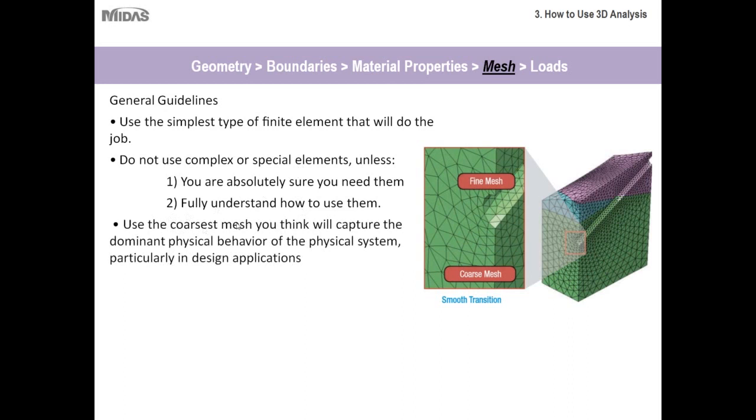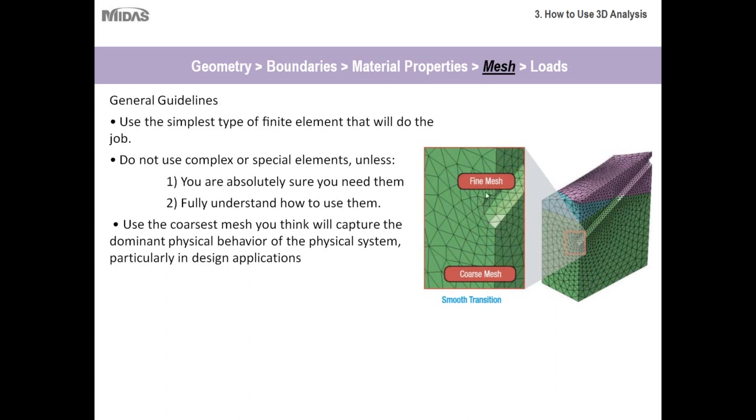Okay, and then use the coarsest mesh you think will capture the dominant physical behavior of the physical system, particularly in design applications. For those of you who are new to meshing, a coarse mesh is just another way to say larger mesh, and a fine mesh is just another way to say smaller, more refined mesh. For example, in this image, as you can see, as the mesh gets closer to the opening, the mesh becomes finer. Why is that? The mesh becomes smaller around the opening because the stresses, the strains, the displacements, the moments, etc., become stronger or more prevalent in this area.